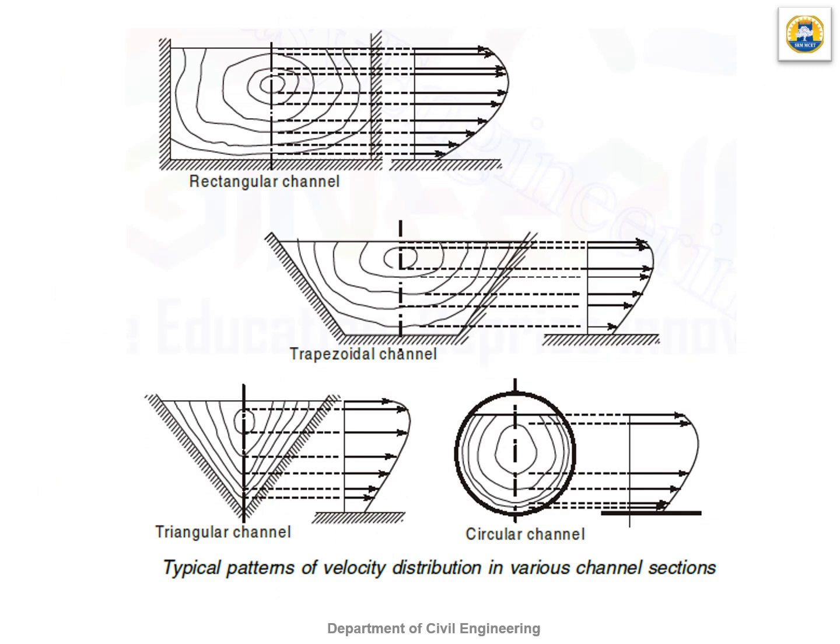Here we can see the cross sections of open channels: a rectangular channel, a trapezoidal channel, a triangular channel and a circular channel. Now looking at the different cross sections, we can observe that the velocity is maximum at a particular depth. Mostly it will be at 0.2 or 0.8 of the depth from the top surface.